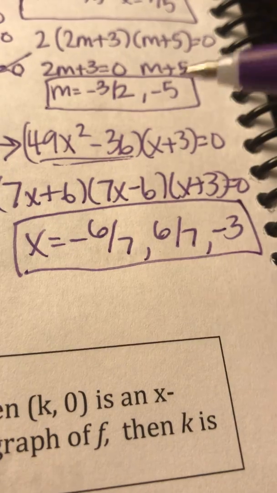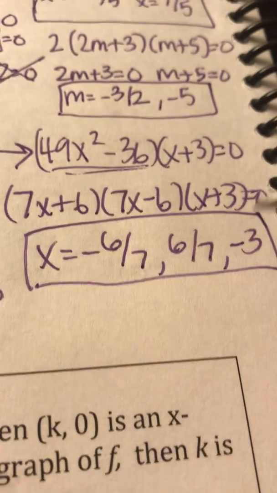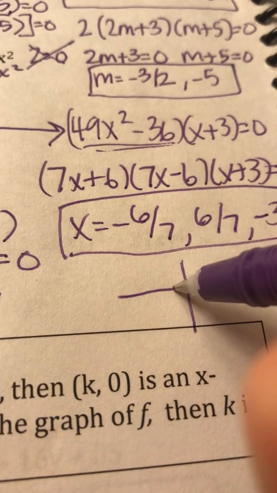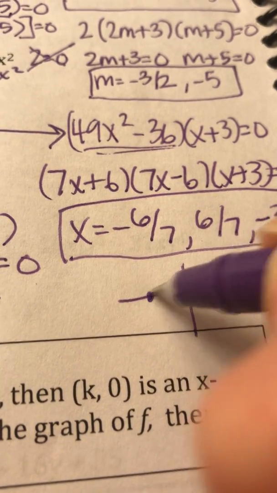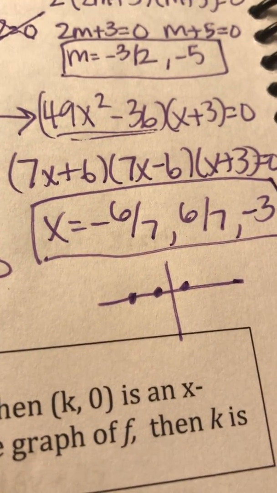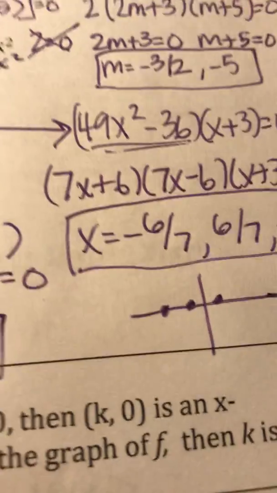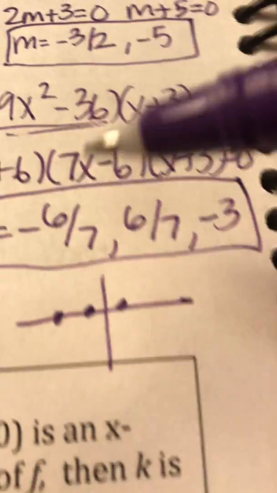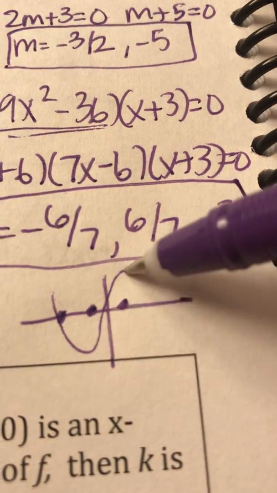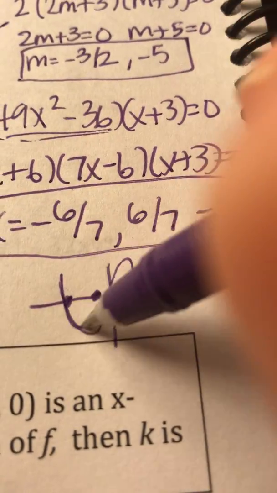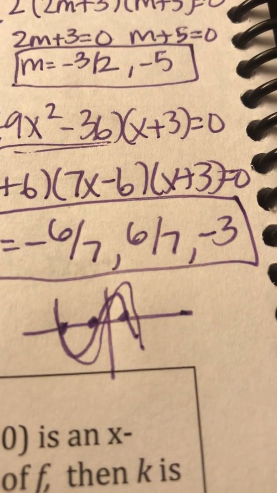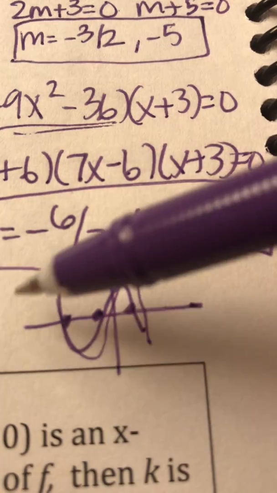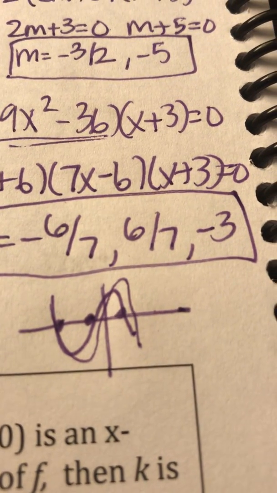Now, what this means is we have 3 x-intercepts, okay? There is negative 6/7, there's negative 3, and there's 6/7. Okay? Now, that makes sense because this is a polynomial to the 3rd degree. So really, essentially, we have something that's kind of going like this. Or it could be going the other way. I'm really not sure. But it's curving 2 different times. Okay?